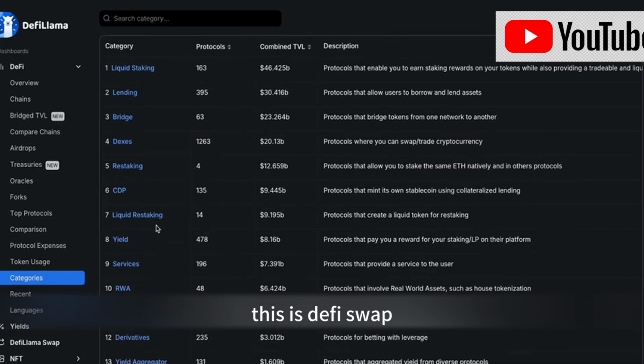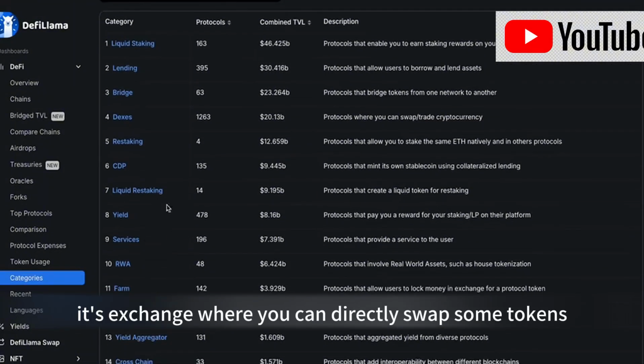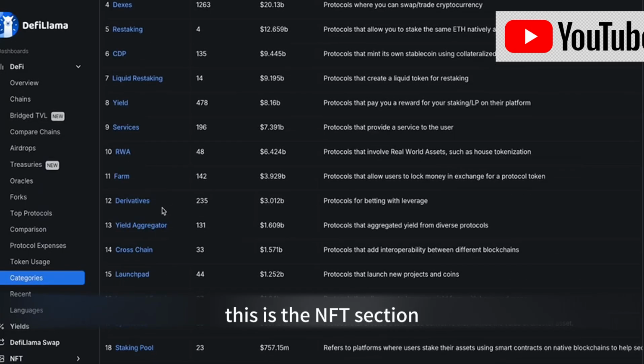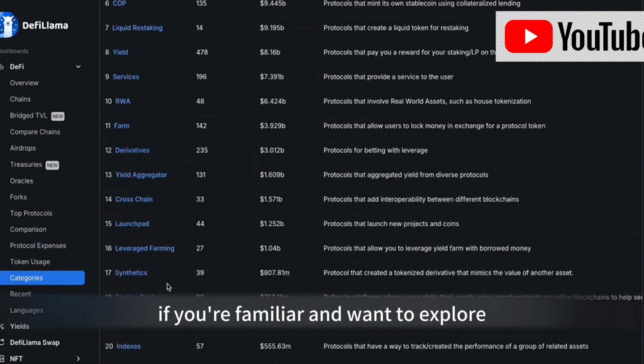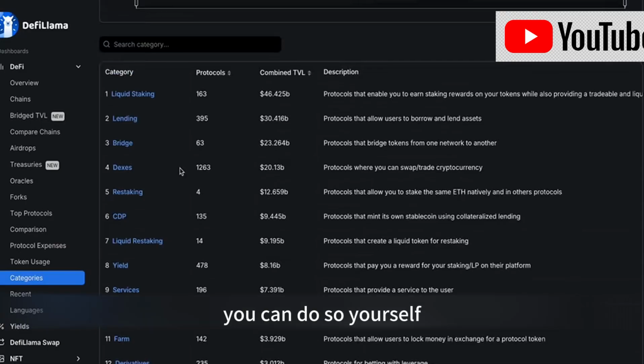This is DeFi Swap. It's an exchange where you can directly swap some tokens. This is the NFT section. If you're familiar and want to explore, you can do so yourself.